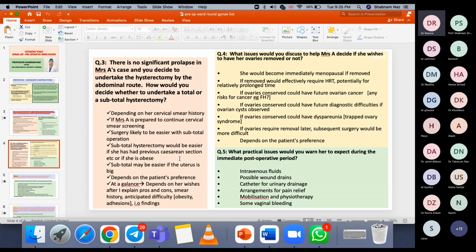Difficulty in mobilization due to the pain and due to the major surgery, and there may be the risk of urinary tract infection because of the Foley's, and later on there may be the risk of wound infection, and by keeping her BMI in view, there may be the risk of venous thromboembolism, paralytic ileus, and these are some of the risks she may face in the post-operative period.